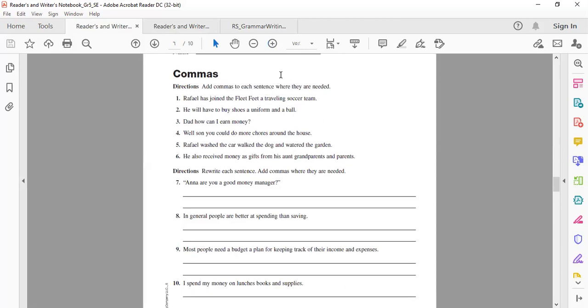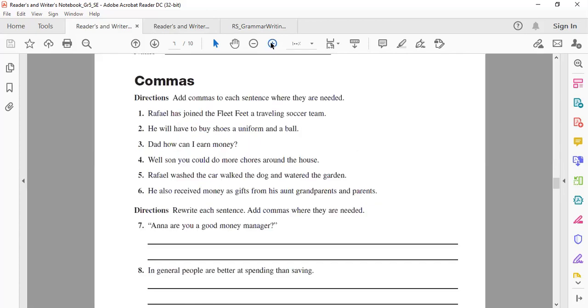Let's go for number 1. Who can do number 1? Tala, please. Yes, Tala. Raphael has joined the Fleet Feet traveling soccer team. Raphael, after it a comma. Raphael has joined the Fleet Feet, a traveling soccer team. No, I will say this is like two sentences together. So after Feet? Yes, excellent. Like this. So Raphael has joined the Fleet Feet, a traveling soccer team.